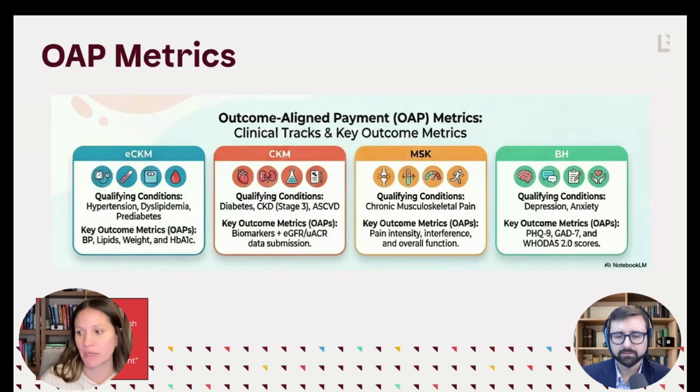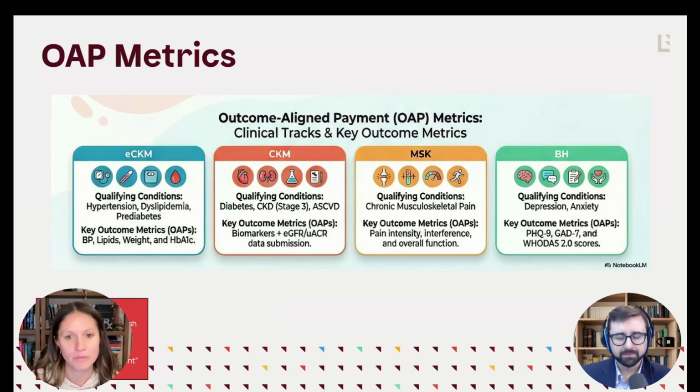Outcome metrics. So let's talk a little bit about these outcomes that we're trying to drive. We've talked about them a little bit. We know that there's still more information that we need from CMS, but will you just walk us through quickly, at a high level, what these metrics are that we're trying to get?